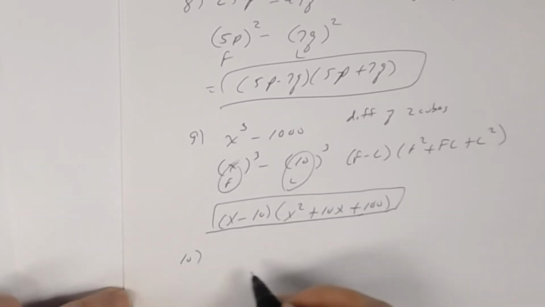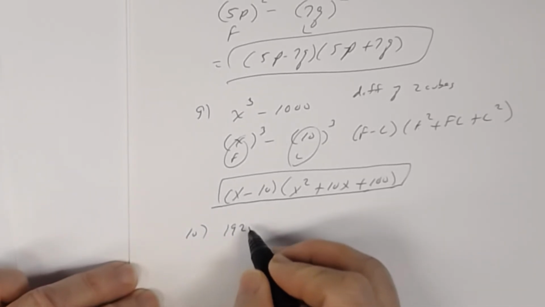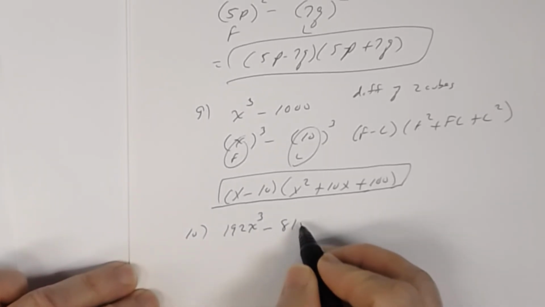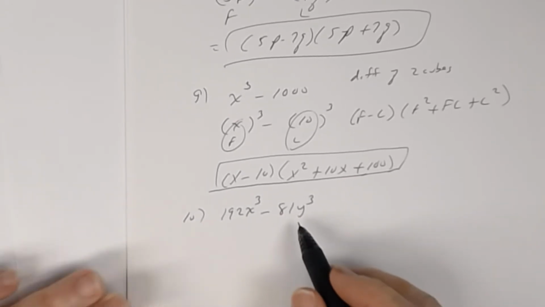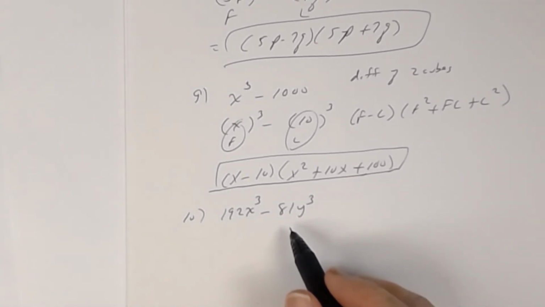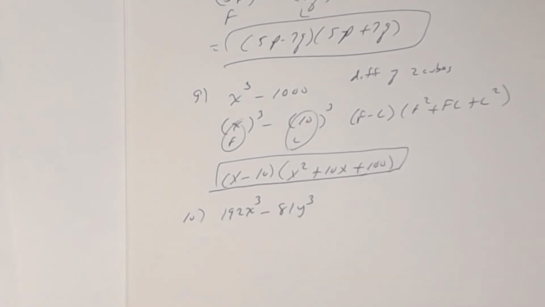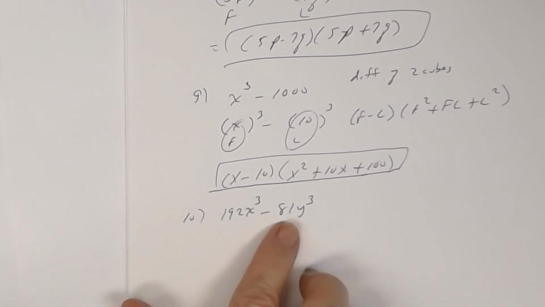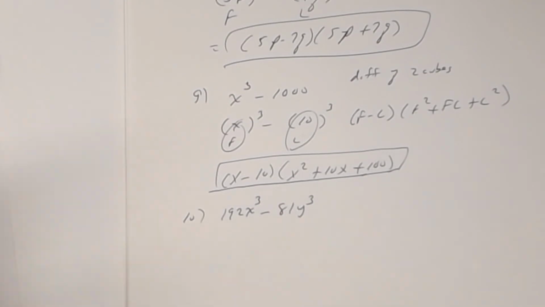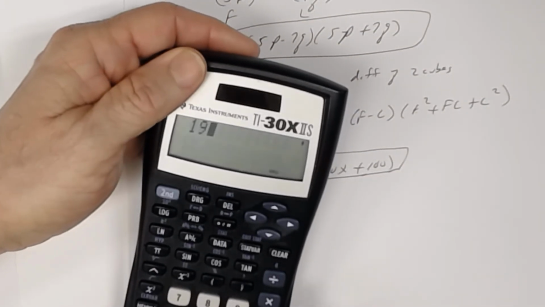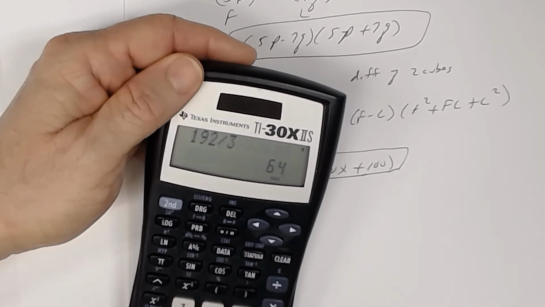And number 10, you have 192x cubed minus 81y cubed. And again, always look for the GCF. In fact, they gave you a hint here to factor out the GCF. So for number 10, you got to think about what the GCF is. If you look at 192 and 81, let's start with 81. I know that a factor of 81 is 3, a factor of 81 is 9, and so on. So let's look at 3 for a moment. Let's see if 192 is divisible by 3. So 192 divided by 3 gives me 64.